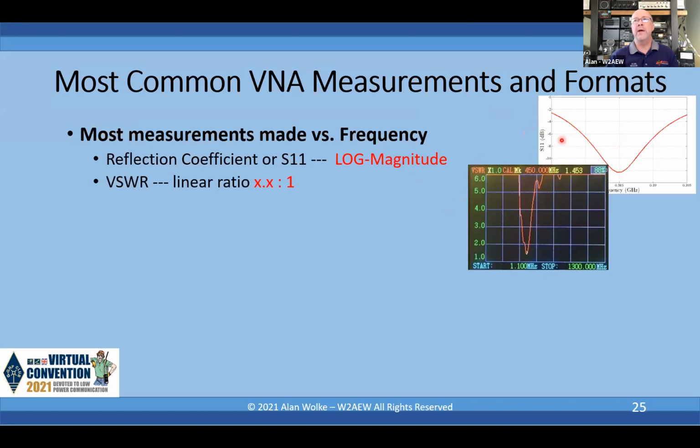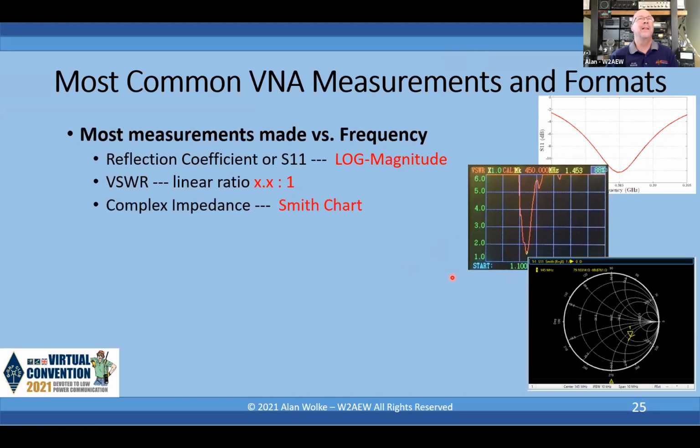That could also mathematically be converted into SWR. When we plot SWR on a VNA, it's typically done in a linear way to show the ratio, like 2 to 1, 1.5 to 1, etc. In general, it's going to be a softer curve than the S11 curve. Okay, even though my plots show it the other way around. Sorry about that. Also, you can look at complex impedance.